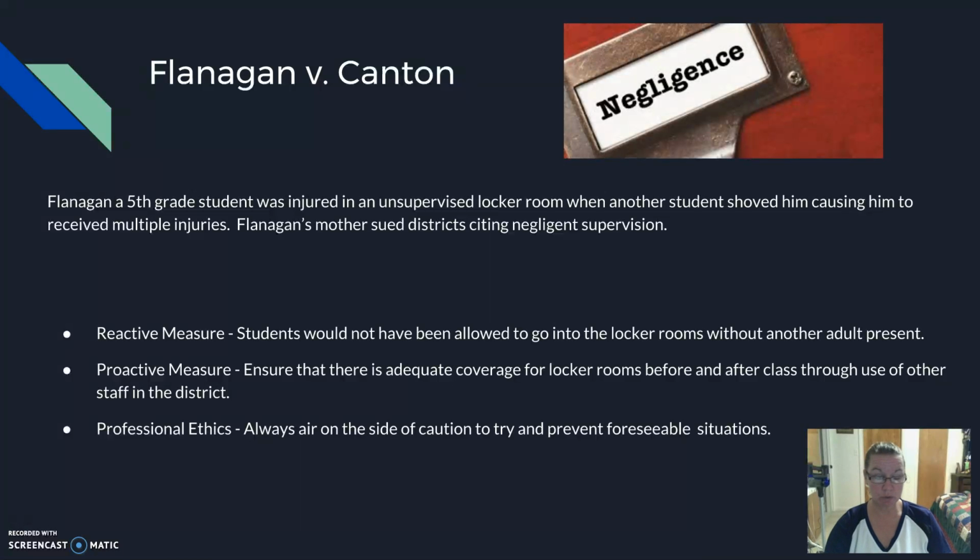So the parents sued the school district for negligence of supervision. The court recognized that although the school has a duty to adequately supervise its students, it's not an insurer for all the little things that might happen. So the court pointed out that the school is only liable for foreseeable injuries, meaning things that they can foresee going to happen. So the reactive measure is students would not have been allowed to have gone into the locker room without another adult present.